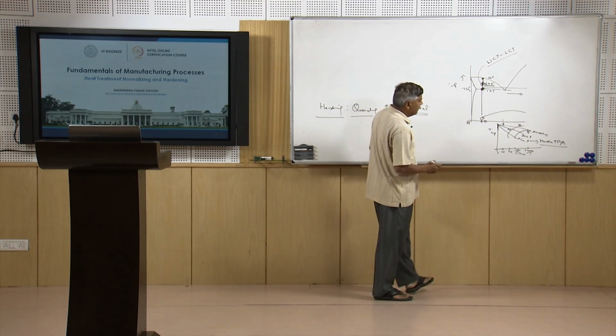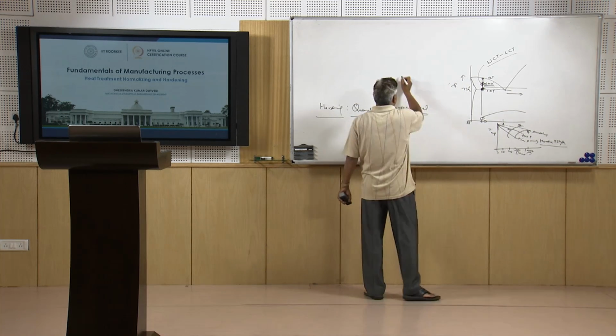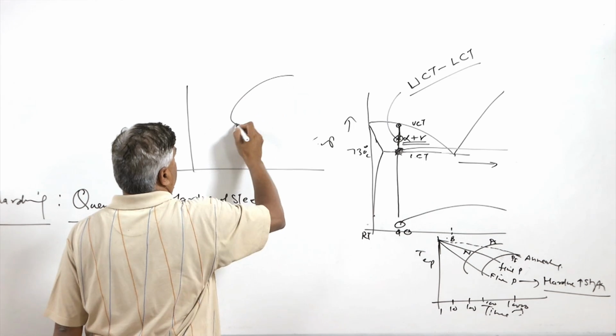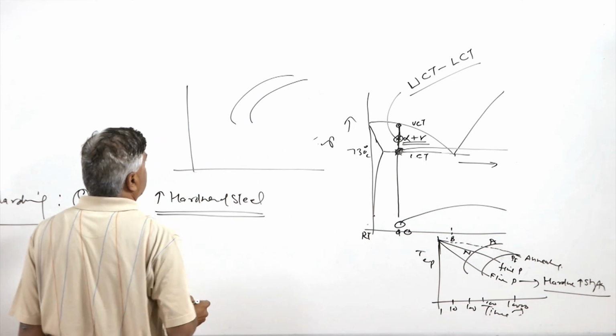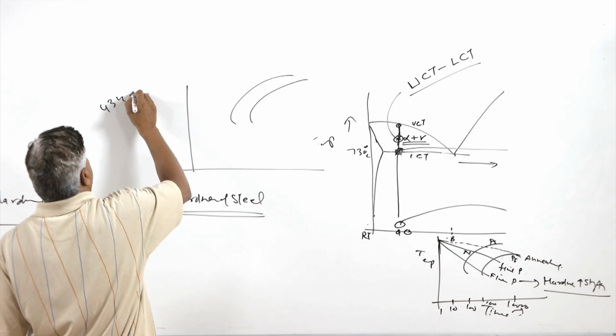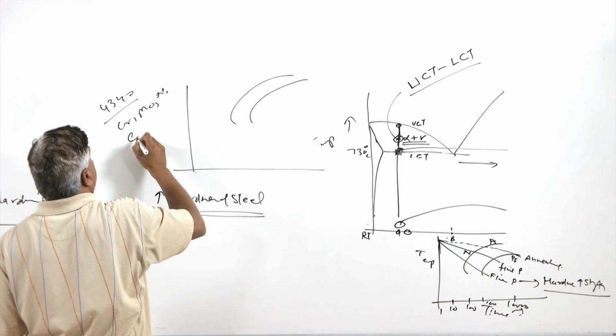So for hardening purpose, the cooling rates are achieved in such a way that it is either equal to or more than the critical cooling rate required to avoid the formation of the soft phases. Say the CCT diagram for a particular steel is of this kind. One typical example is 4340 steel, having chromium, molybdenum, nickel and carbon.